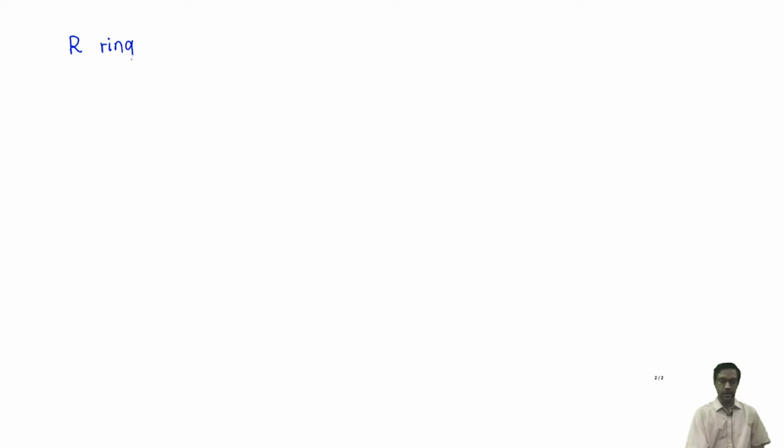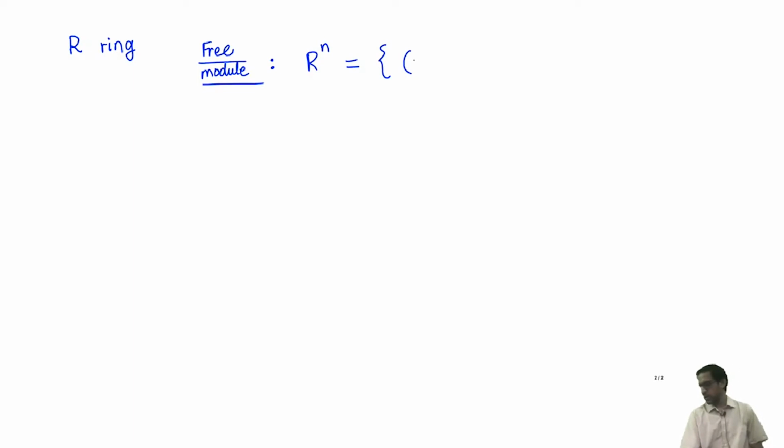So suppose I take a ring R, not necessarily commutative, it can be anything. What's the free module? Let's define this to be R to the n. Any such thing is called a free module. What does it look like? It looks like R to the n, which is all n-tuples. So this is all elements of the form a1, a2, ..., an, where the ai's come from the ring R.